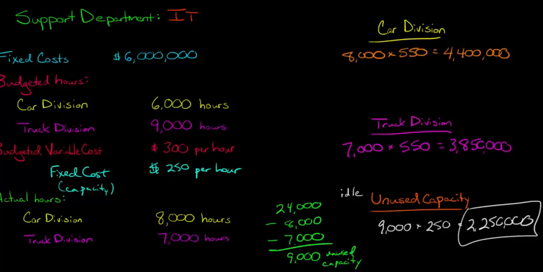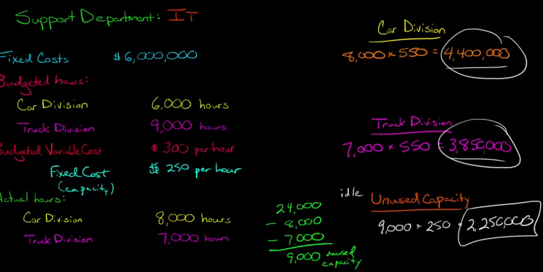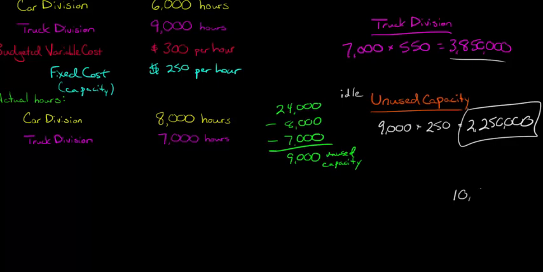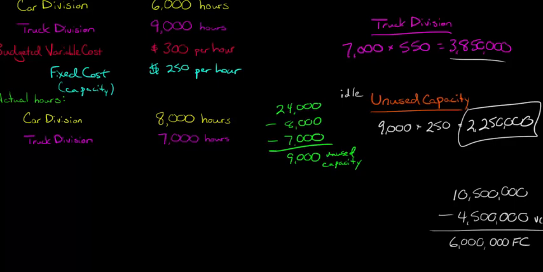Now, just to check and make sure you didn't make a mistake here, what you could do is add up these costs you allocated. So the 4.4 million plus the 3.85 million plus the 2.25 million. If you add all that up, that's going to give you $10,500,000. Now, 4.5 million of that had to do with just the variable costs of production. But if you subtract out those variable costs, that's going to give you 6 million in fixed costs.